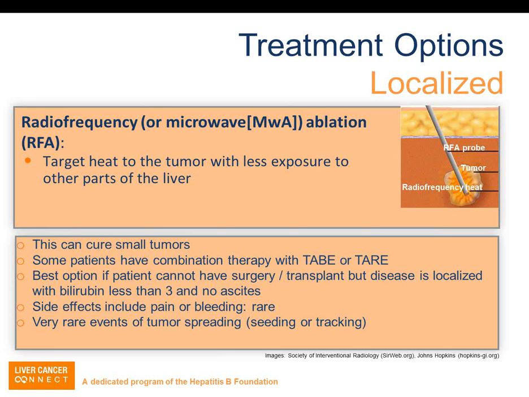Pain and bleeding can happen. They're usually early, they're minor, and tumor tracking or seeding is also very rare. This is considered frontline therapy, standard of care for specific patients. Tumor size specifically, we'd like to have less than 5 centimeters, preferably in the 2 to 3 centimeter range. And remember, an inch is a little over 2 centimeters. So a tumor that's an inch or inch and a quarter would be ideal for this in terms of a single therapy.